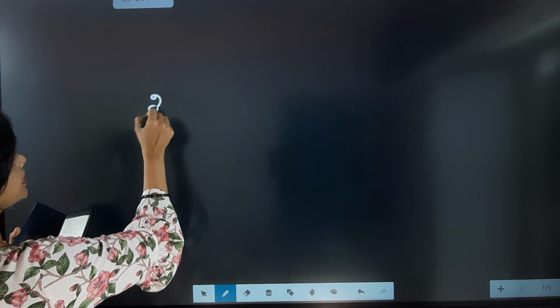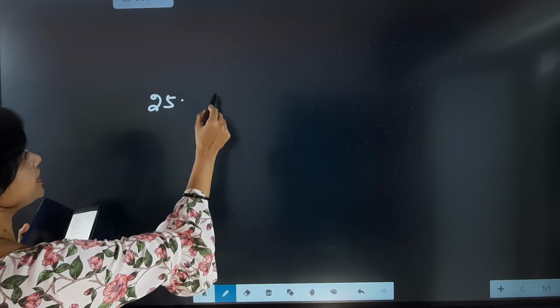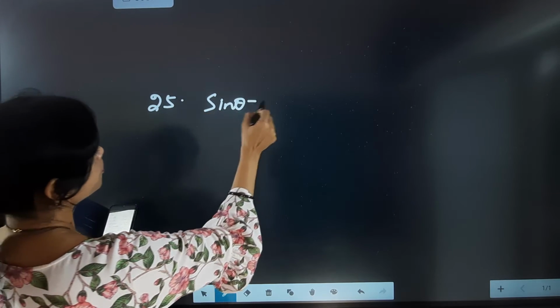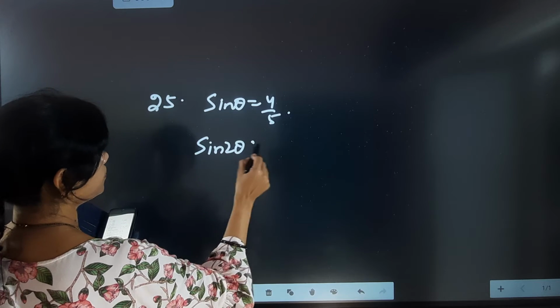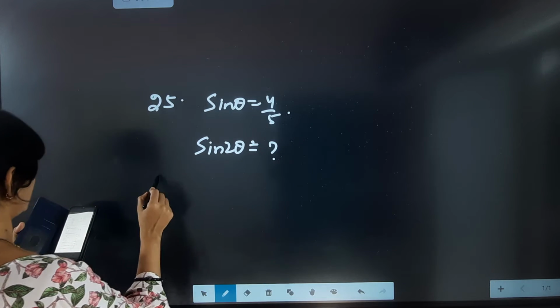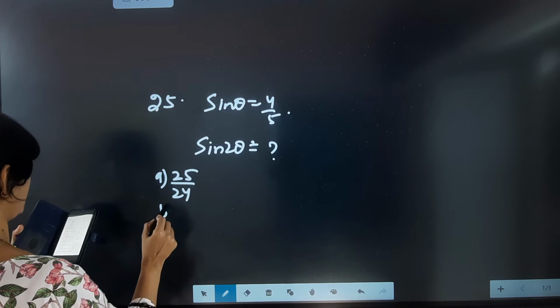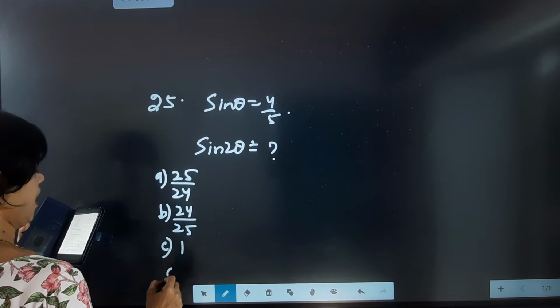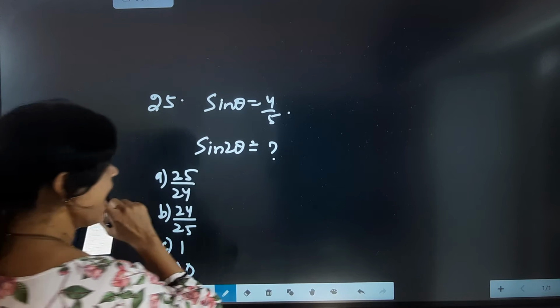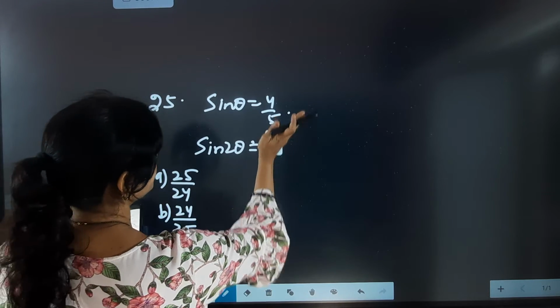In the 25th question they are telling that sin theta is equal to 4 by 5. Then what will be sin 2 theta? Okay. Options are 25 by 24, then 24 by 25, and 0. So first we should know what is the sin 2 theta formula.